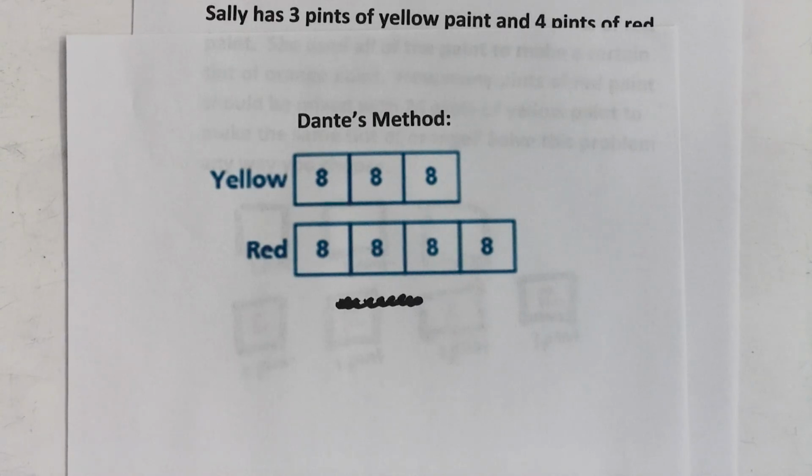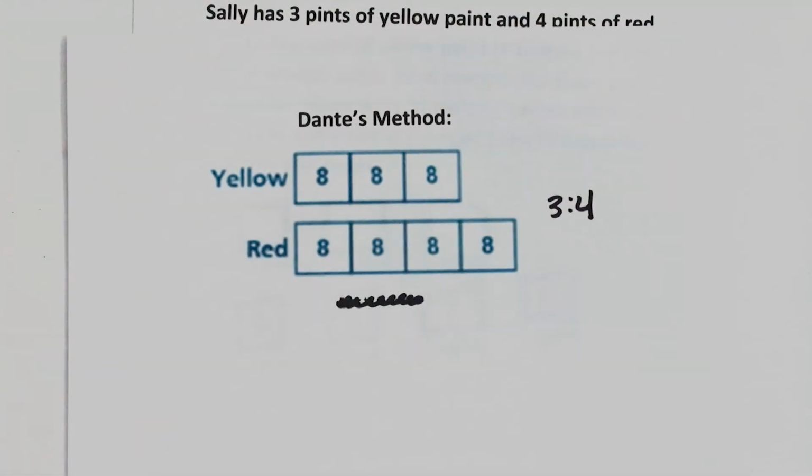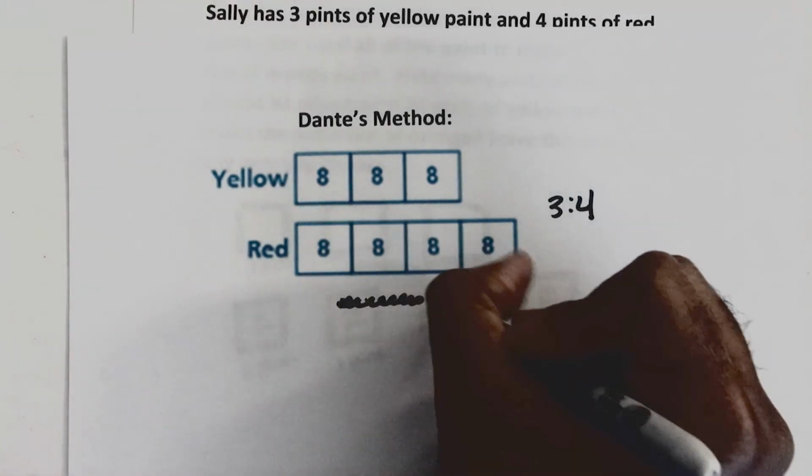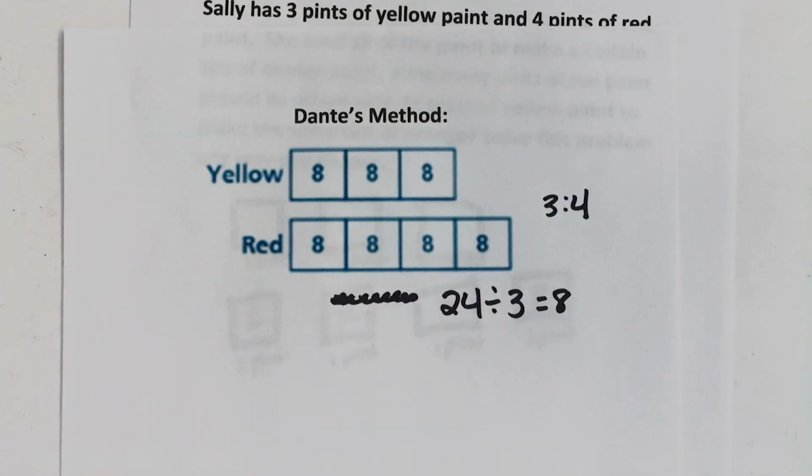What did Dante do? He knew the ratio of yellow paint to red paint was 3 to 4. I'm gonna write that down. Since we were told that Sally now has 24 pints of yellow paint, he divided 24 into 3 parts. Since 24 divided by 3 equals 8, he put 8 in each part of the diagram. This shows that each of the 3 parts now contain 8 pints.